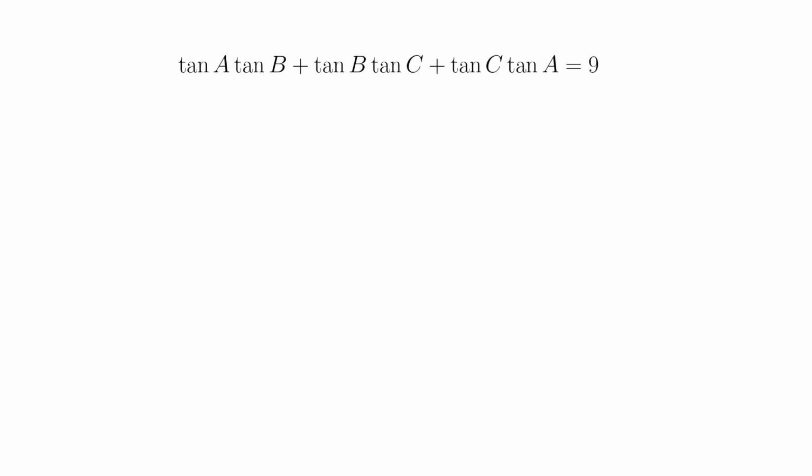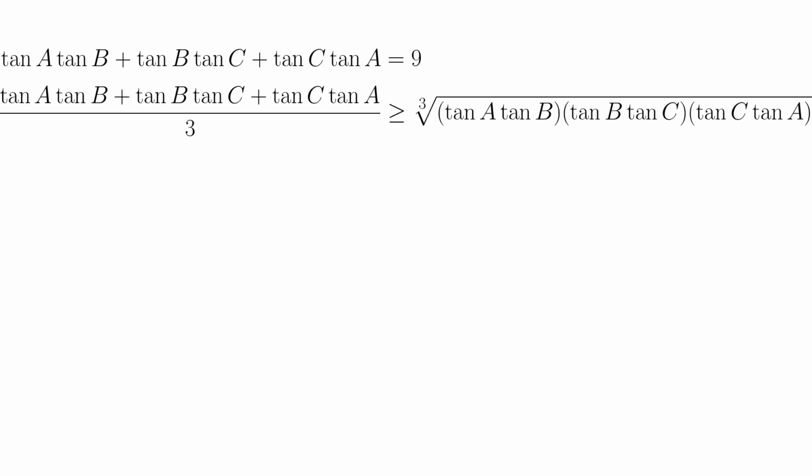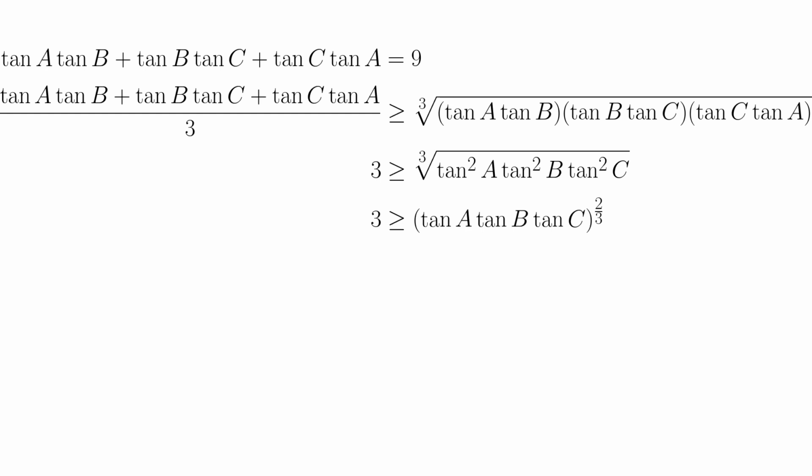Tan A tan B plus tan B tan C plus tan C tan A equals 9. Now we will apply AM-GM on these 3 product terms. So we have tan A tan B plus tan B tan C plus tan C tan A equals 9. This is our starting point for the second inequality. We simplify a little bit. Tan A multiplied by tan A equals tan squared A, which is written on the screen. Now let's do a little bit of algebra, and we end up getting tan A tan B tan C is less than or equal to 3√3.